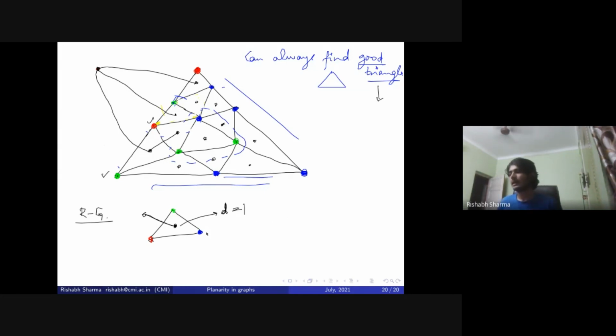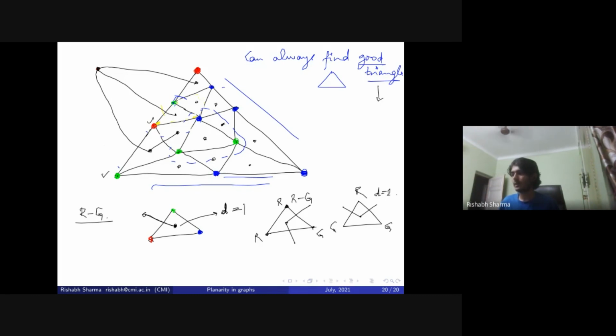And suppose I have a triangle which is not good. So suppose the triangle only uses two colors. Then if it uses red-green colors, it can be that this vertex is red, this is red, this is green, in which case this vertex has degree 2 because of these two red-green edges. Another case would be it being red, green, green, in which case, again, the degree would be 2.